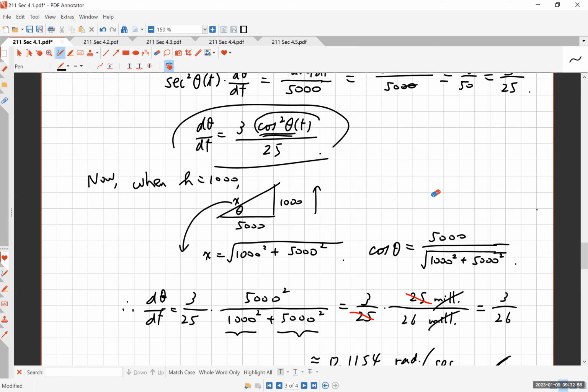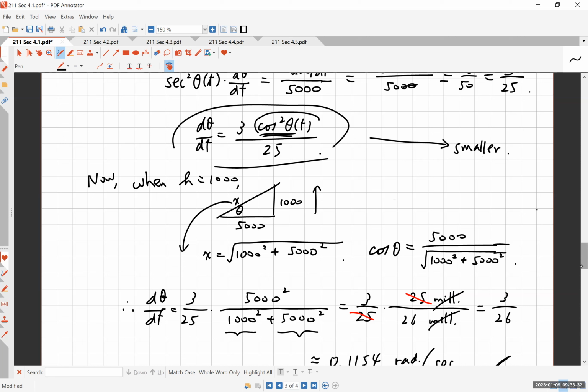Because cosine is the 5,000 over the hypotenuse, and the hypotenuse increases, this actually gets smaller and smaller. And that makes sense because the angle is going to change, but toward the end, when the rocket's really, really high, the angle is close to 90 degrees, and it's not going to change very much after a while. So the rate of change, again, theta is increasing, but the rate of the change of theta is going to get smaller and smaller. And so this equation does make sense from that respect.